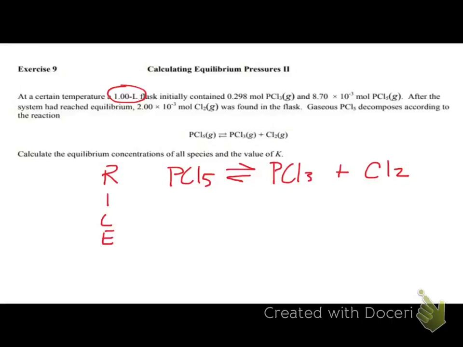So initially from the problem, we have 0.298 of the PCl3, right? I think that's a mistake. I think it's, oh, I have it backwards. I did it exactly backwards in my problem. So 0.298 here, moles, and 8.7 times 10 to the negative 3 moles here, initially. And then initially we have 0 for our chlorine, okay?